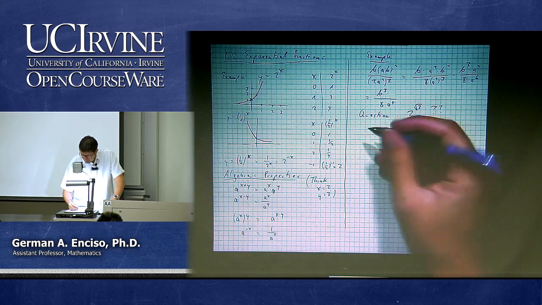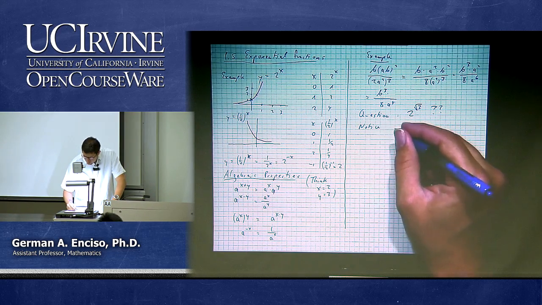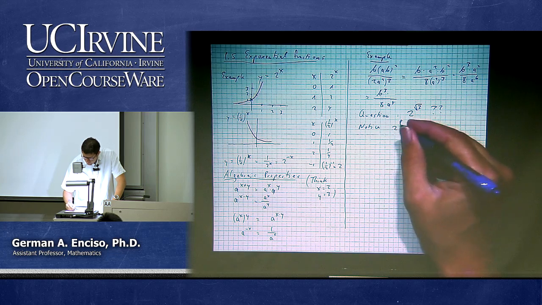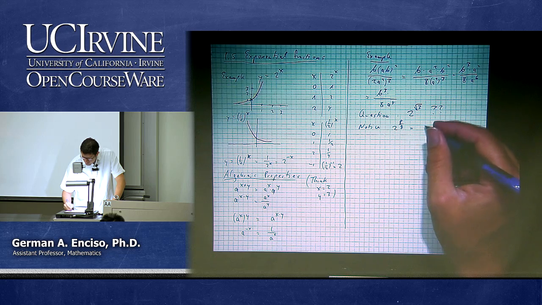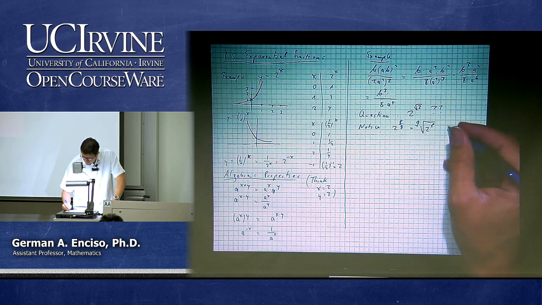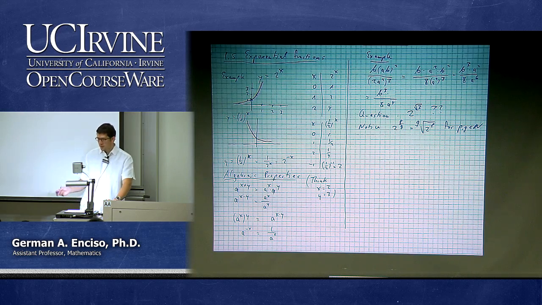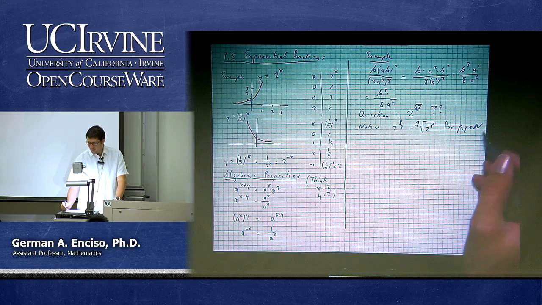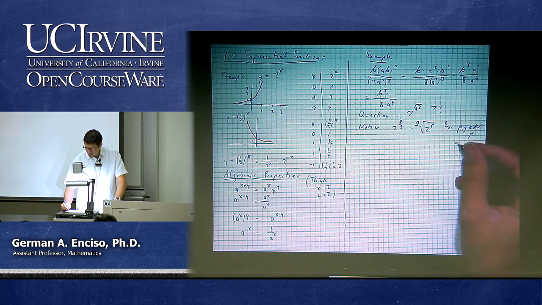So notice 2 to the p divided by q is equal to the qth root of 2 to the p for any p, q natural numbers. Are you familiar with this sign, natural numbers? Okay, natural numbers.